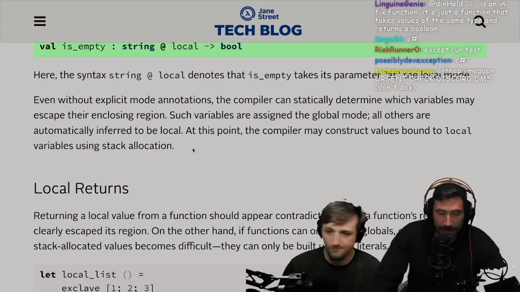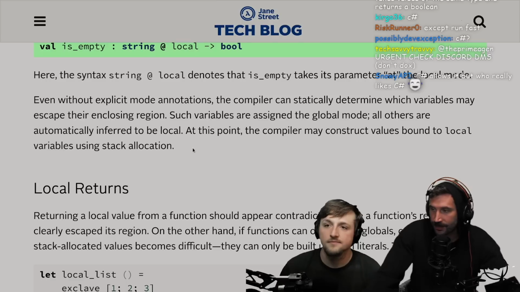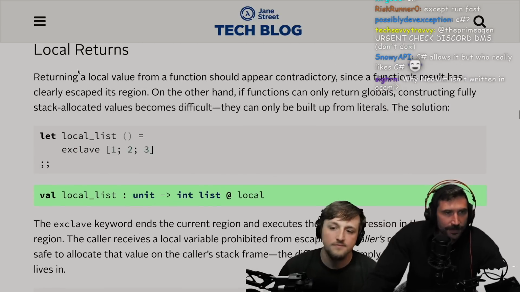Maybe if you do simple integers and it's JITted, it might be able to do some stack allocation for some small lifetimes, but you can't control it in any sense. So local returns. All right.